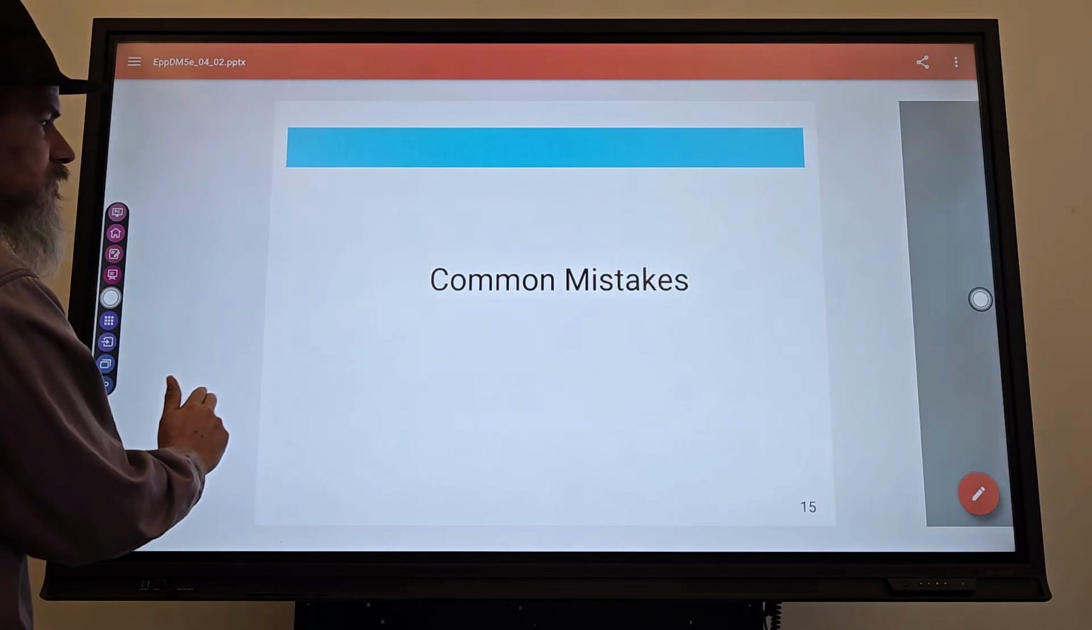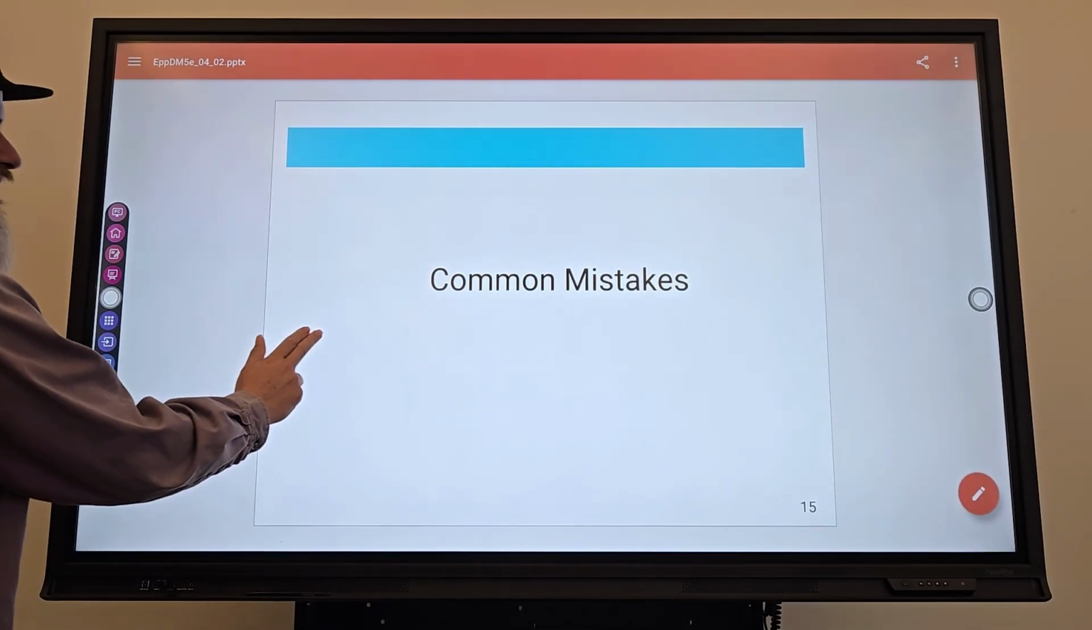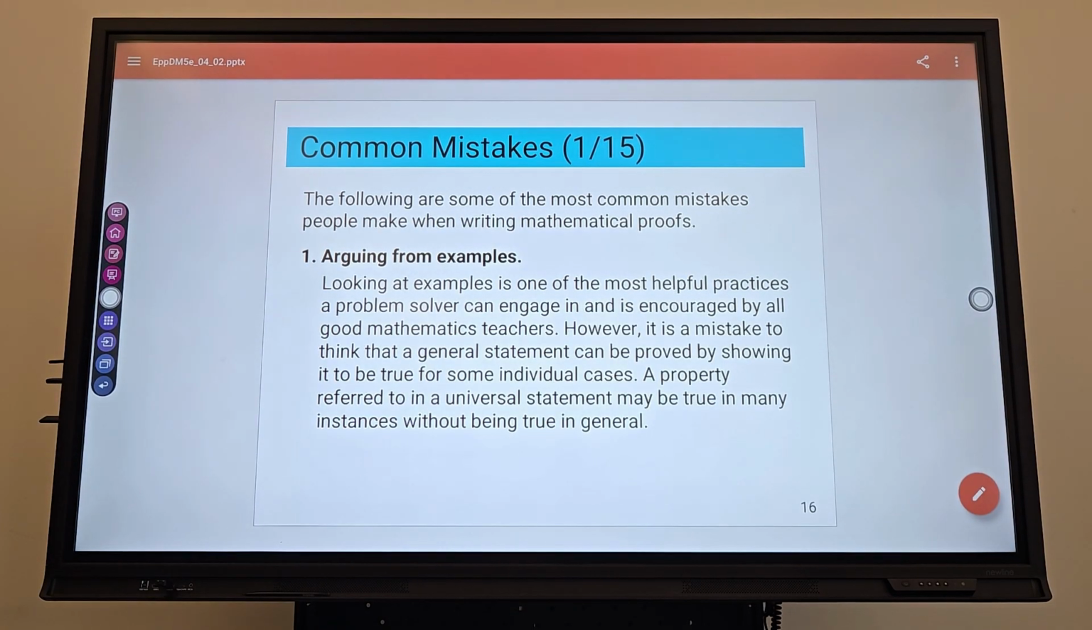But how about some common mistakes? First one, arguing from examples. Looking at examples is a good practice, a helpful practice to engage in, and is encouraged by good mathematics teachers. However, it is a mistake to think a general statement can be proved by showing it to be true for just some individual cases. That is called anecdotal evidence, and it is not a valid method of proof.